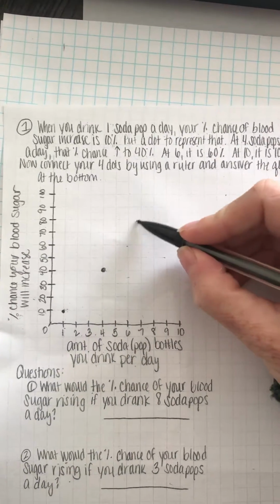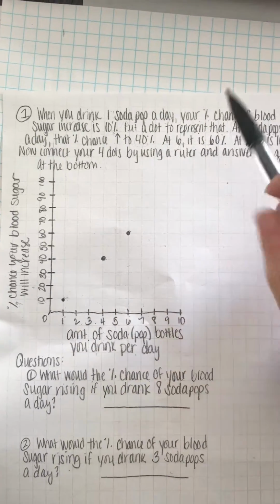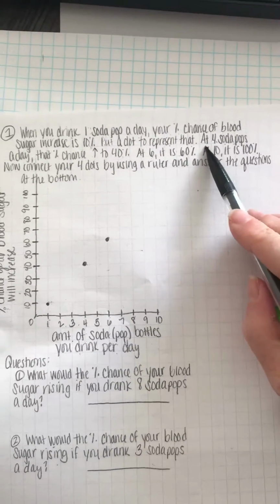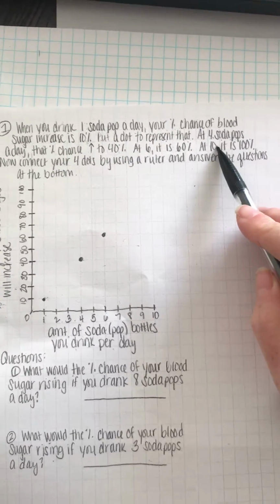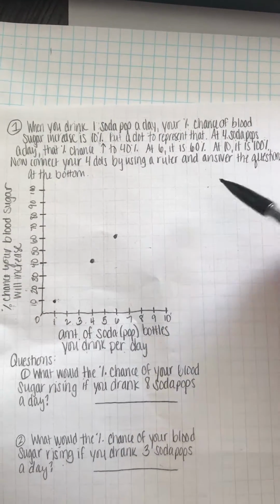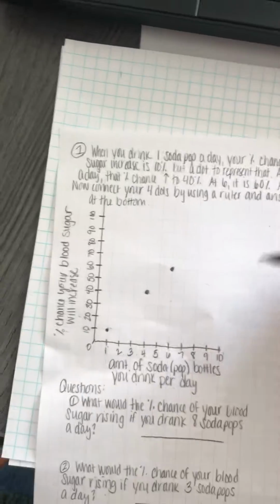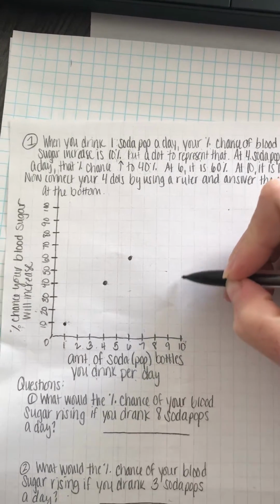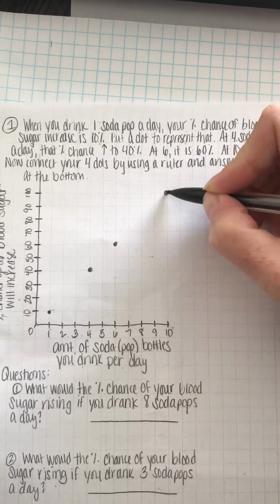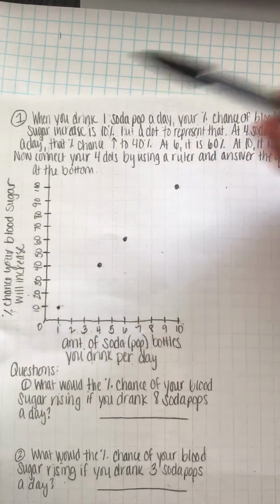60, right? So then that dot goes right there. So at 6 soda pops a day, that blood sugar will increase 60%. And then the last data point you're going to put is at 10, it is 100%. So 10 soda pops a day is going to increase your blood sugar 100%. So let's look. We go over to 10 and we go up all the way to 100. Right? So we see that connects to both the 10 and to the 100.